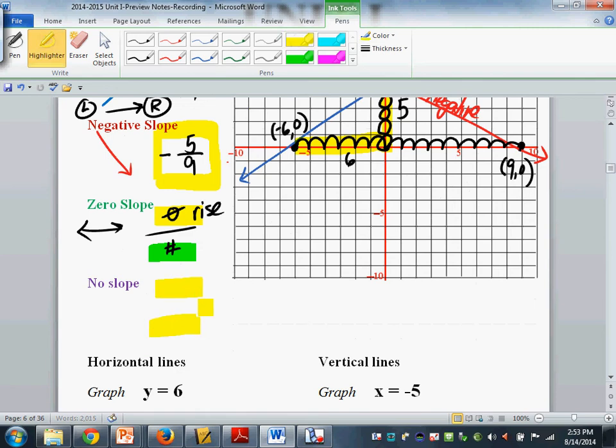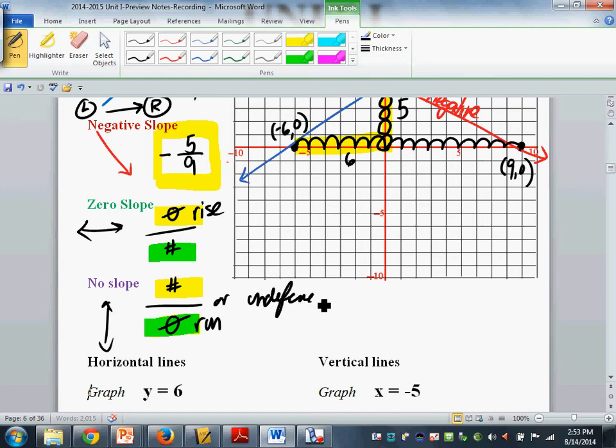And if we come here, rise over run again, and we have a number in the rise, but we have 0 run, that means we have no left or right. That means it's vertical. We call that no slope or undefined. So a horizontal line is 0. A vertical line is no slope. 0 and no slope are not the same thing.